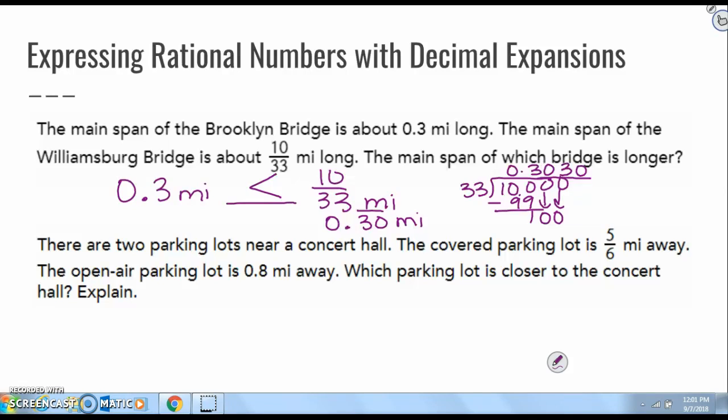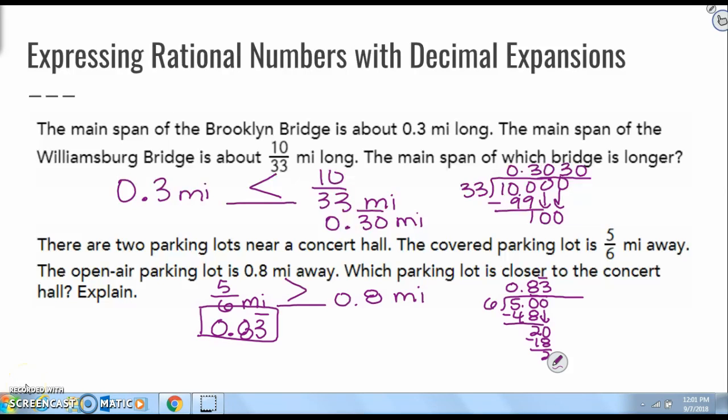Try the second one on your own. There are 2 parking lots near Concert Hall. The covered parking lot is 5/6 of a mile away. The open-air parking lot is 8/10 of a mile away. Which parking lot is closer to the concert hall?